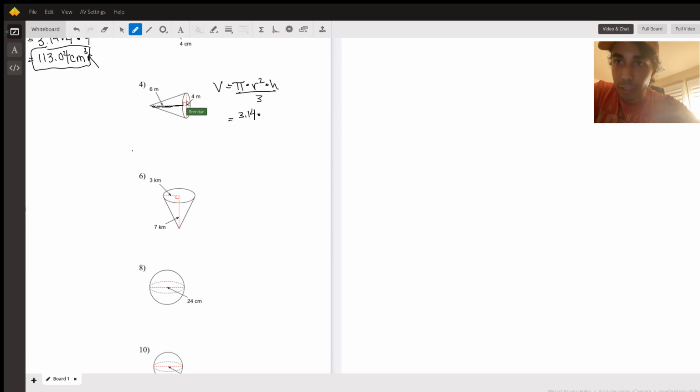They gave us the diameter here. Look at that. They gave us that distance all the way across is 4. Remember, the radius is only halfway across. So the radius is actually going to be 2.